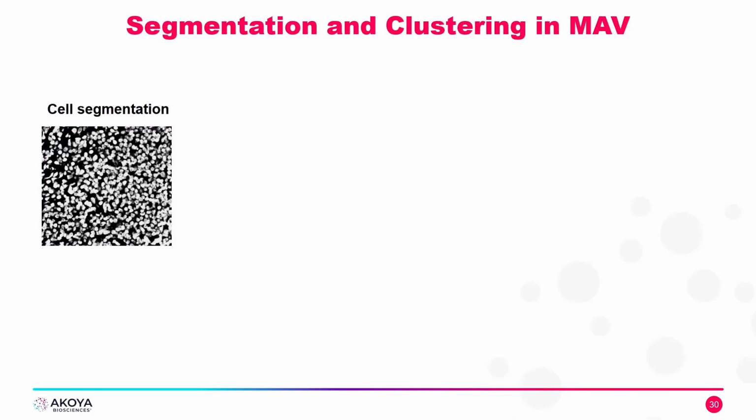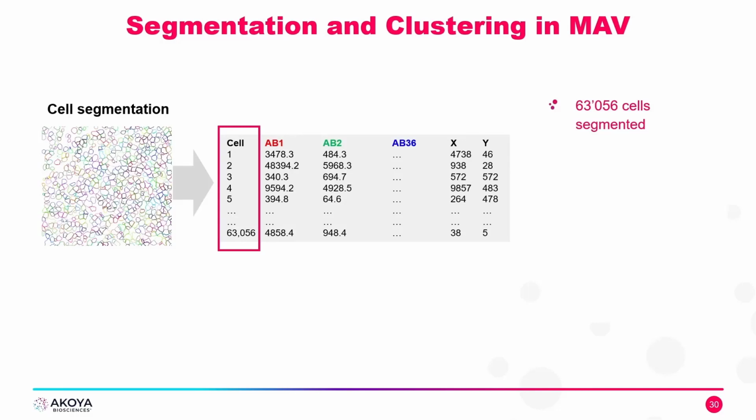As I showed earlier, Codex takes into account the nucleus of every cell using DAPI for segmentation purposes within the Codex multiplex analysis viewer, or MAV software. Each nucleus is outlined and will have a unique identifier. In this case, 63,056 cells were segmented within the tissue. So you can see that these identifiers range from number 1 all the way down to 63,056.